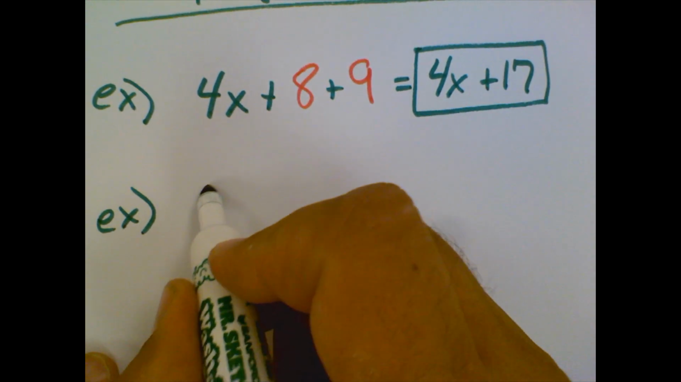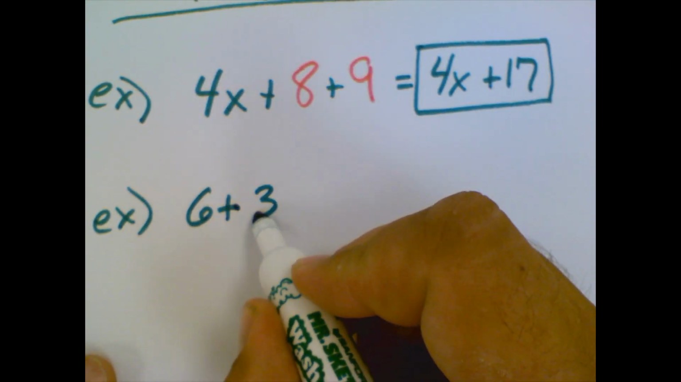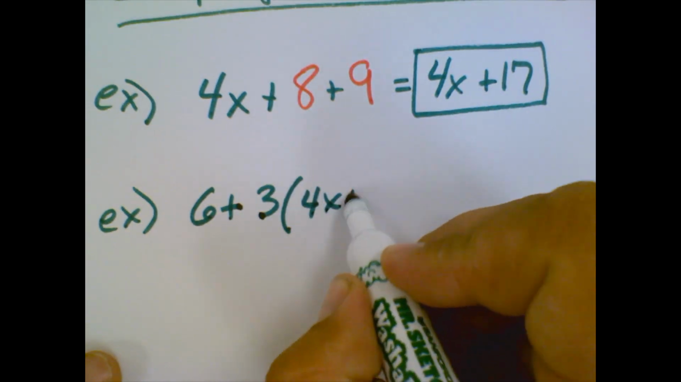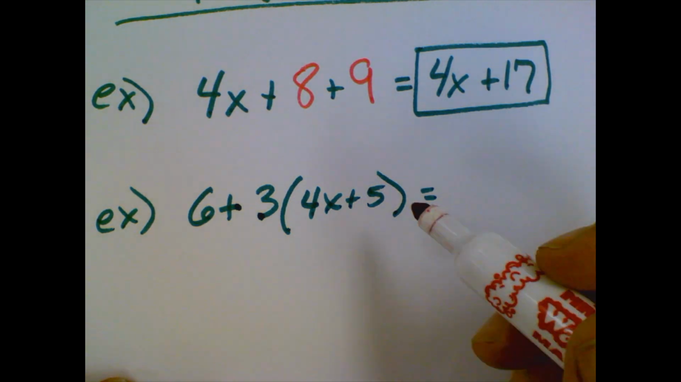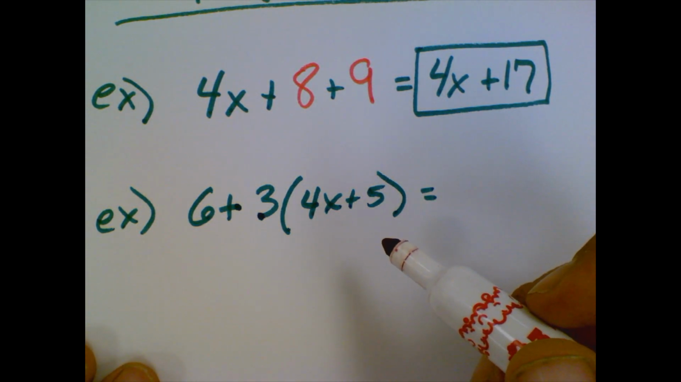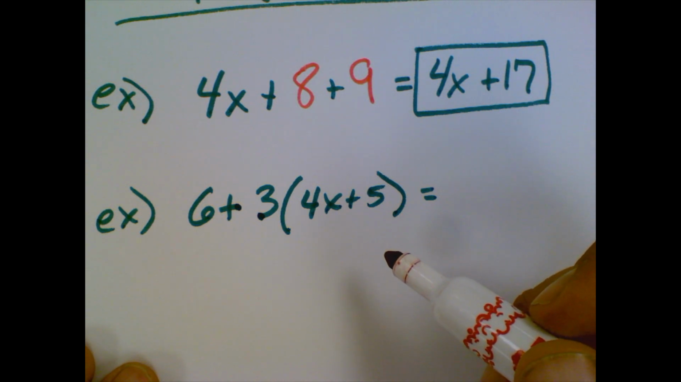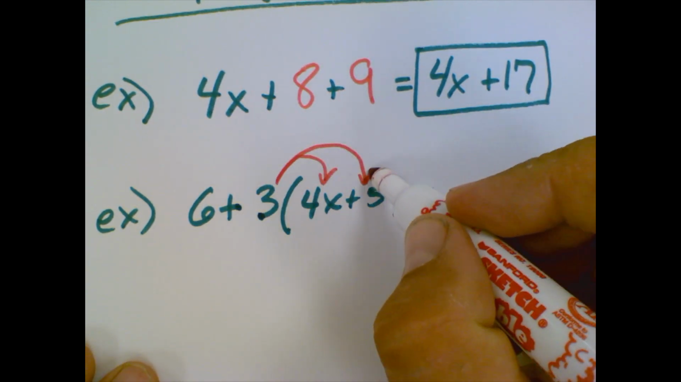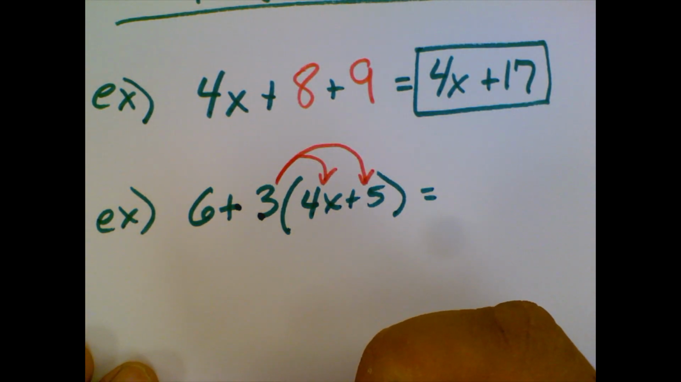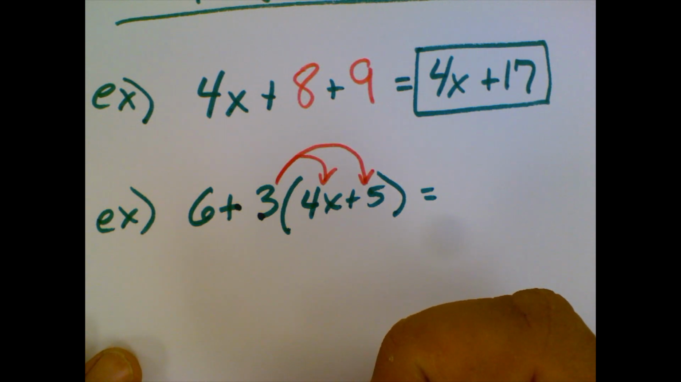How about if we have 6 plus 3 times the quantity of 4x plus 5? And again, our goal is to simplify the expression. Well, last section of the chapter, we talked about different properties of real numbers. And one of the properties was distribution. Can you identify in this problem where we might want to distribute? Well, if you said here with the 3, we distribute the 3 through the groupings to the 4x term and the 5 term, we've done our job.